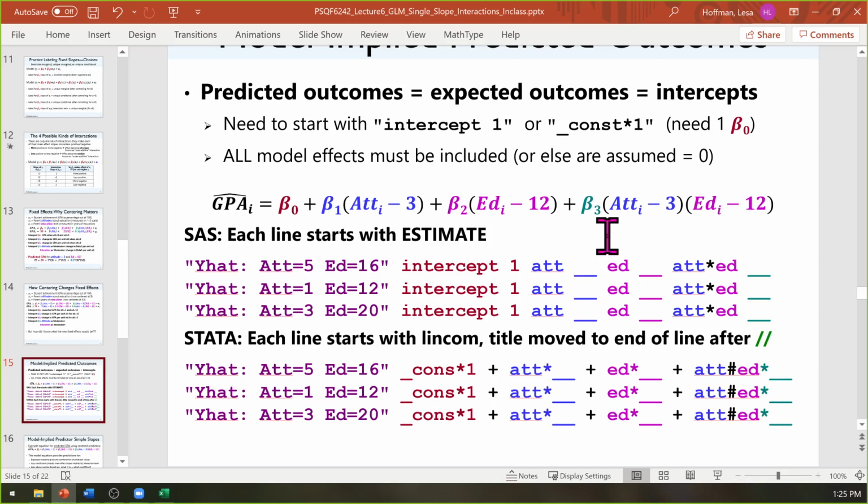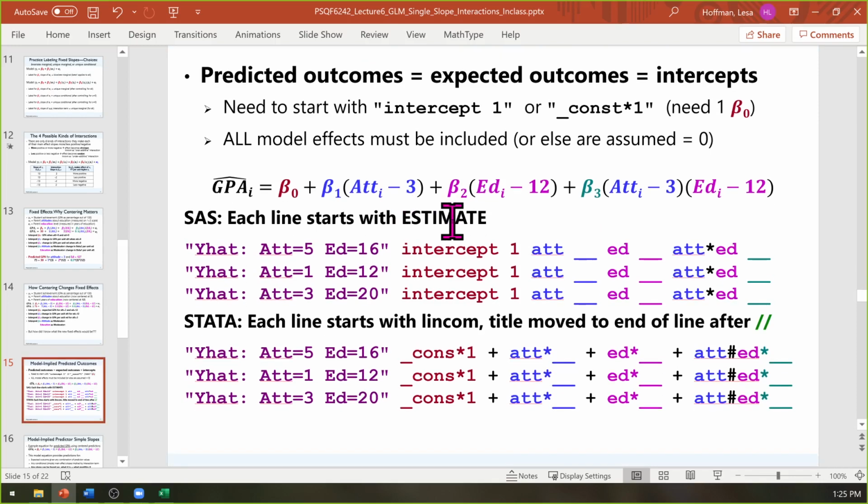So I'll show you how to get the magic behind how I knew what the new intercept was going to be and how I knew what the new slopes were going to be. So first the intercept here. This is my model that has attitudes centered at 3 and education centered at 12. We can write estimate statements in SAS, or lincom statements in Stata, or glht statements in R to ask for predicted values for any combination of predictors. You guys already know how to do this, or at least you've done it before successfully, even if you don't remember.